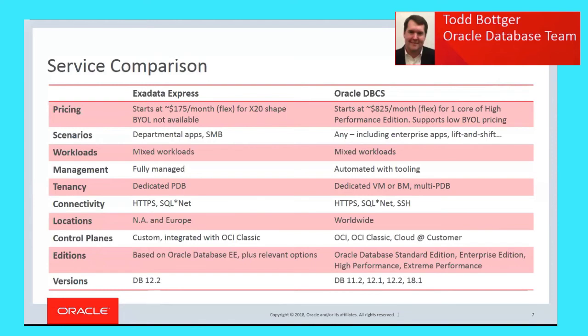However, and this is a very important point, it has this BYOL, bring your own license pricing. So if you already have Oracle licenses for use on premises, you can apply those licenses to your cloud instances and get much lower pricing. So it's a fraction of that $825 per month if you're bringing your own licenses to the table. That makes it, I think, very attractive, especially for existing customers who may have some unused licenses.